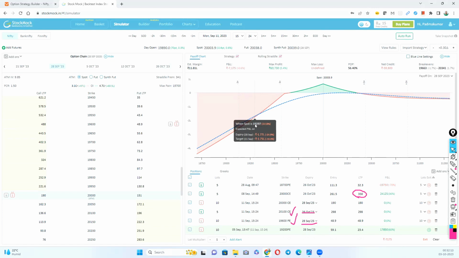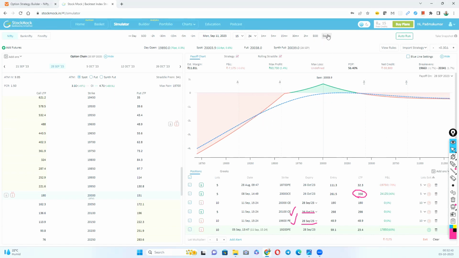Remember what we have done on 11th September. Number one, we rolled up the call spread another 200 points as per the rule. And also we rolled up the lower put from 19,200 to 19,600. These two changes we have performed. Now let's move on to the next day.